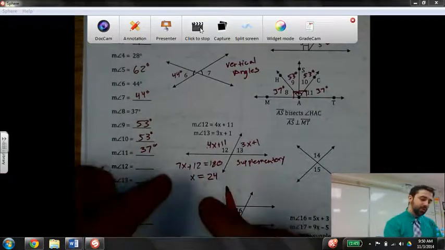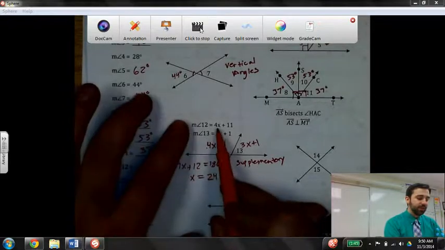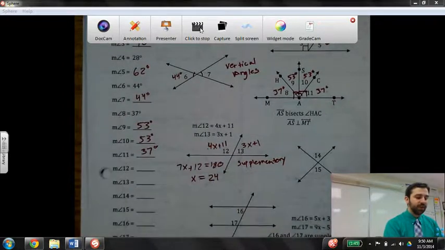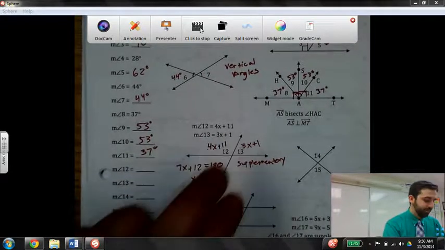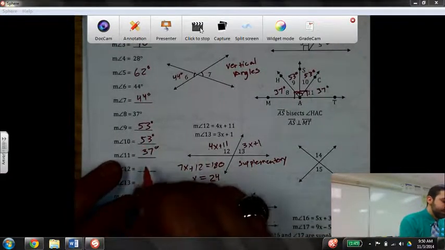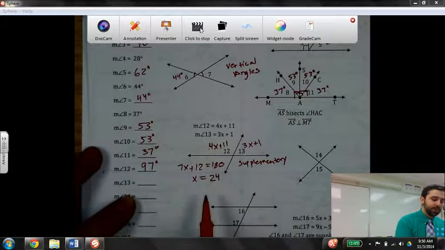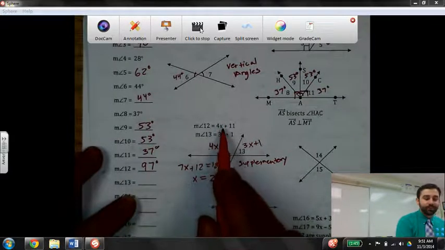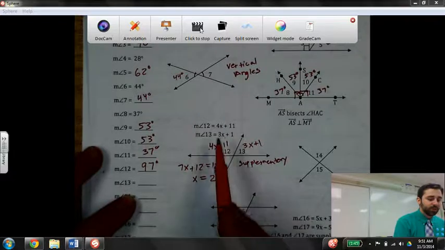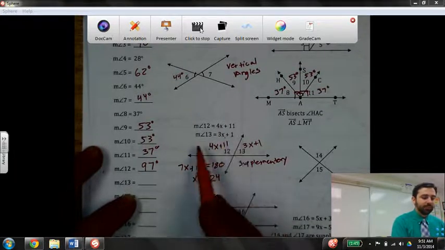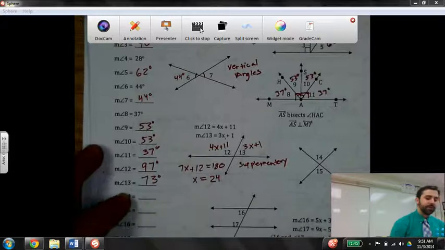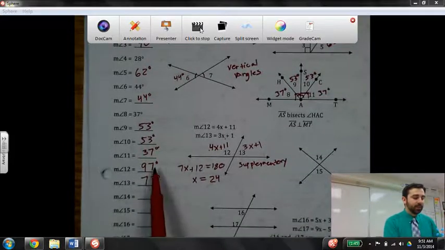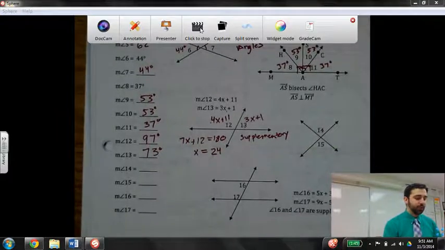But we have to use this value of x in the equations for angle 12 and 13 to find the measures. So 4 times 24 plus 11 gives me the measure of angle 12 to be 97 degrees, because I took 24 and substituted it in for the value of x here. Then I'll take 24 and substitute it for the value of x in angle 13 to say 3 times 24 plus 1 gives me 73. And since these are supplementary, these two measures should add up to 180, which they do.